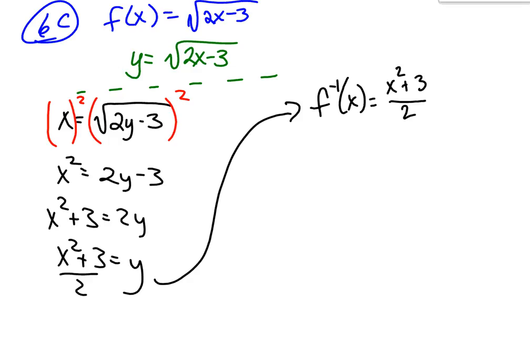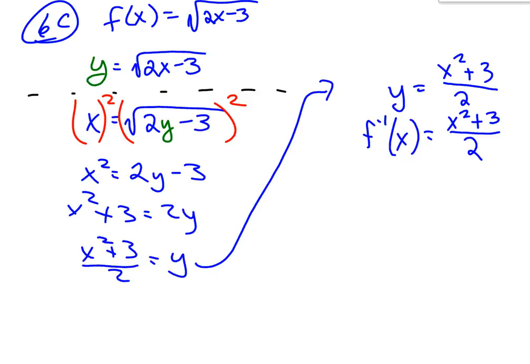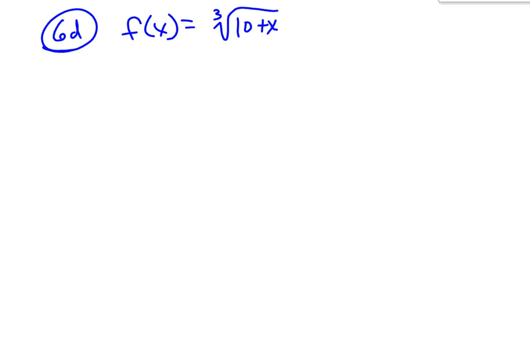And hopefully you're kind of seeing the relationship. This one's kind of pretty easy to follow, that, instead of square rooting 2 times x minus 3, we square x, add 3, and divide by 2. Then in our last one here, it's just a cube root problem. And so this is y equals the cube root of 10 plus x.